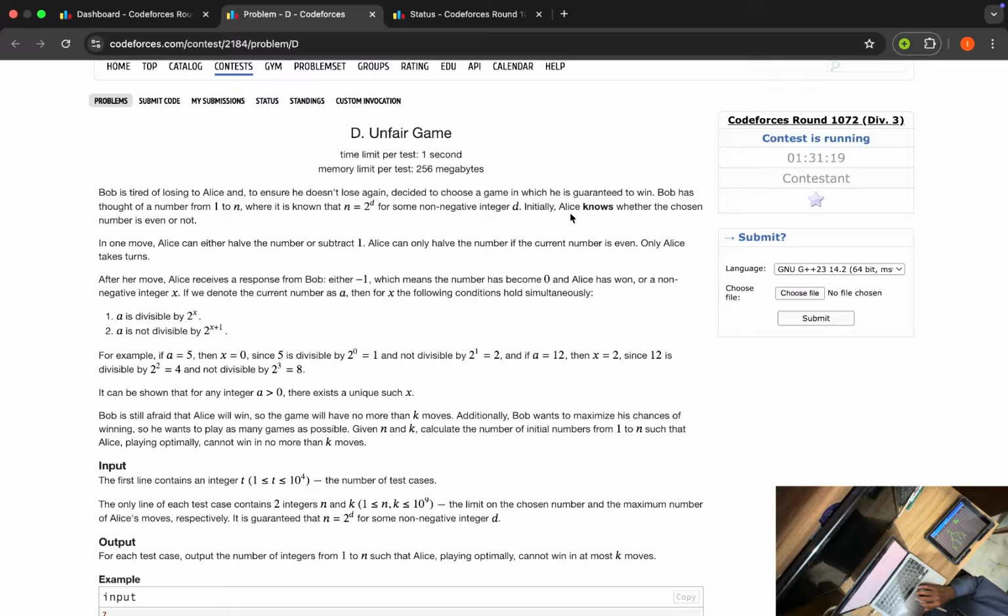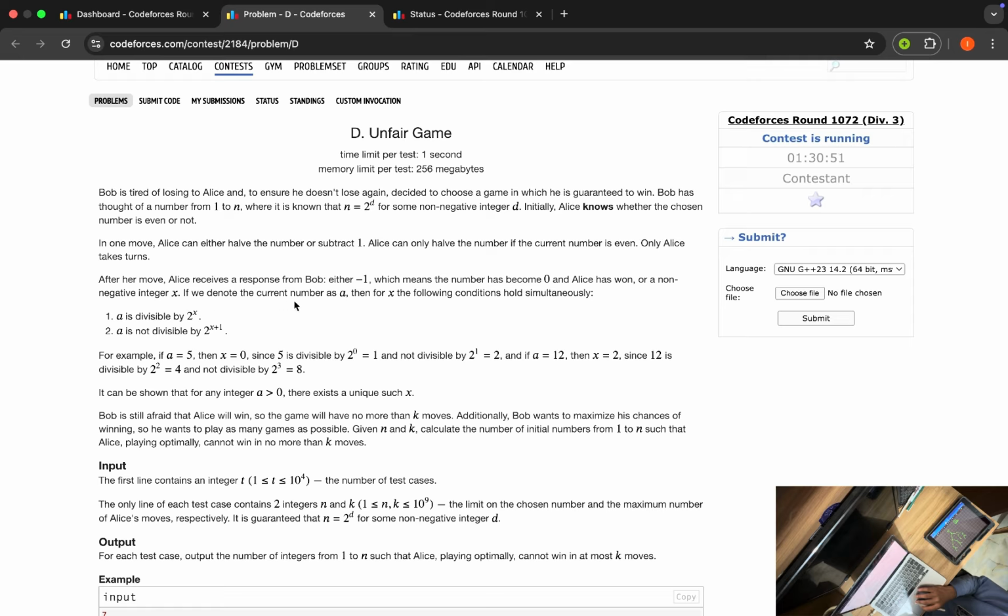Initially, okay, Alice knows. In one move Alice can either halve the number or subtract 1. Alice can only halve the number if the current number is even. Only Alice takes a turn. After her move Alice receives a response from Bob, either -1, which means the number has become 0 and Alice has won, or a non-negative integer x.